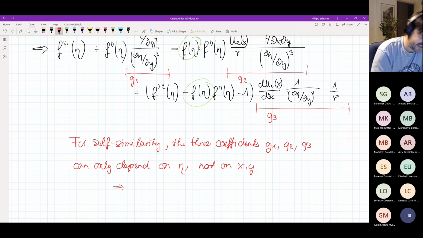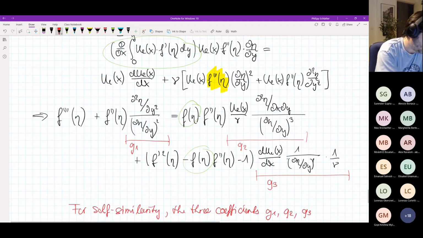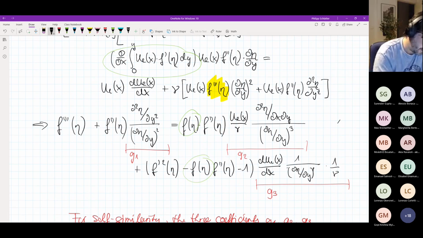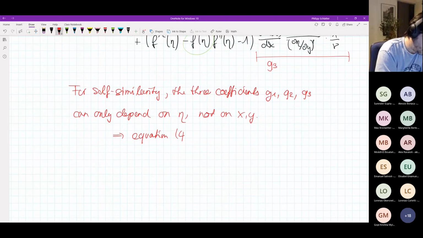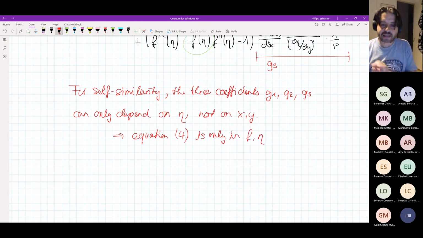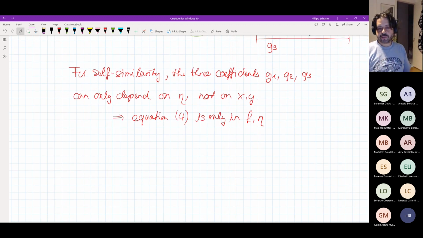So in this case, if this is true, then my equation that I wrote down here, which I would call equation number 4, is then only in f and eta, and not in x and y anymore. That's exactly the crucial bit. So that means we actually need to look at this G1, G2, and G3 a little bit in more detail.